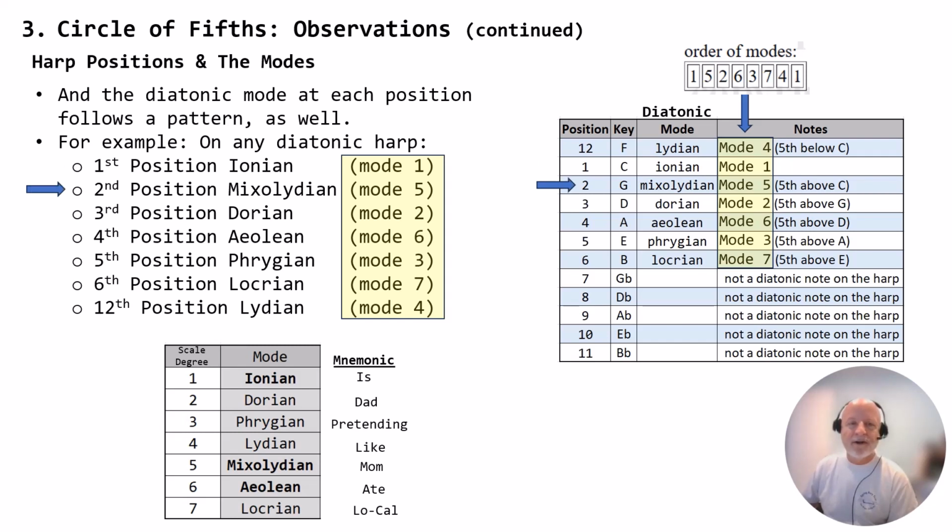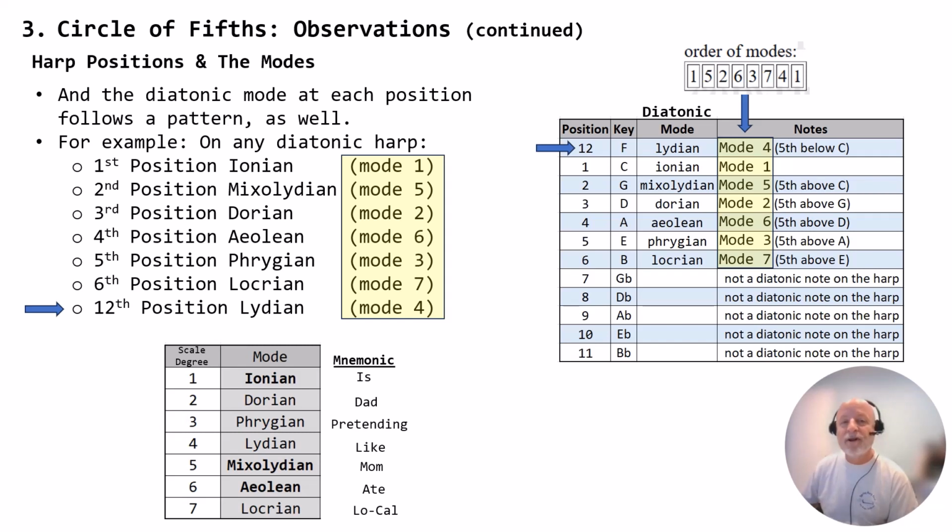Second position is mode 5, which is Mixolydian. Third position is Dorian, mode 2. Fourth position is Aeolian, mode 6. Fifth position is Phrygian, mode 3. And sixth position is mode 7, or Locrian. And the 12th position is mode 4, which wraps around, it's the Lydian.